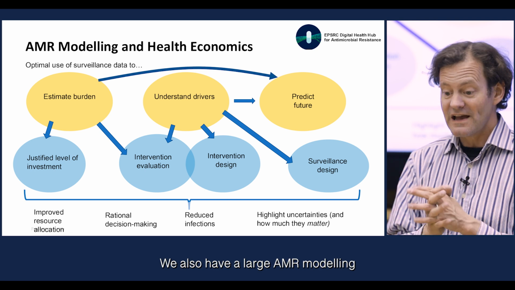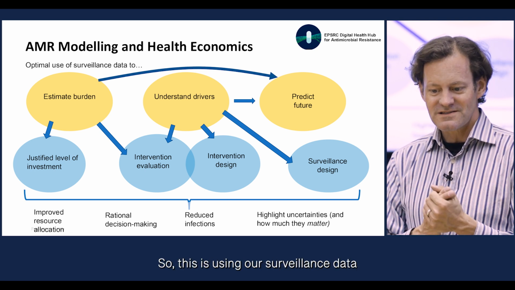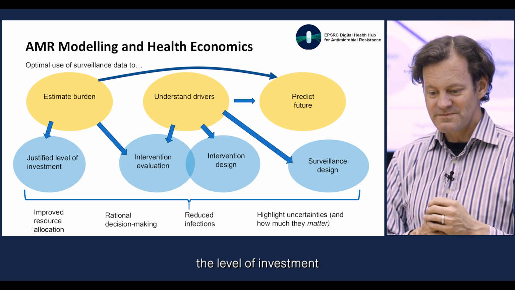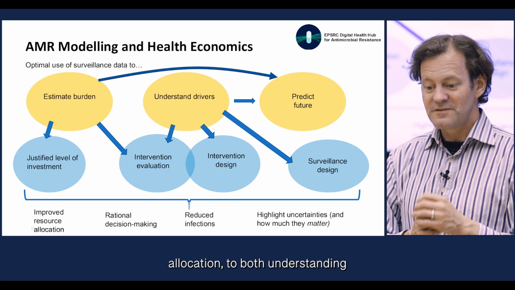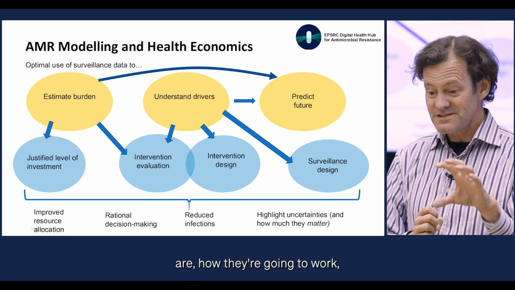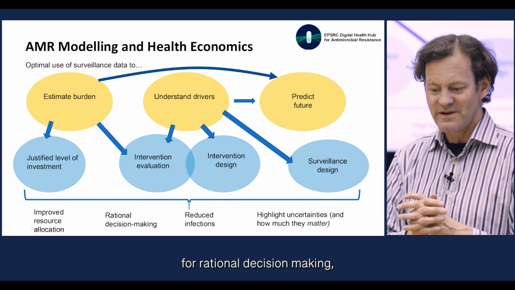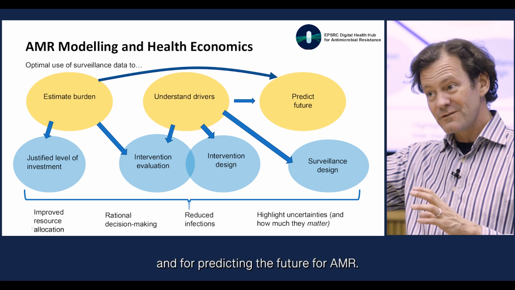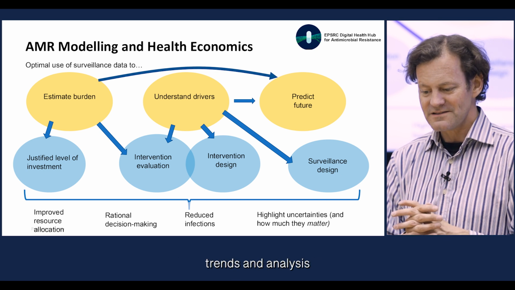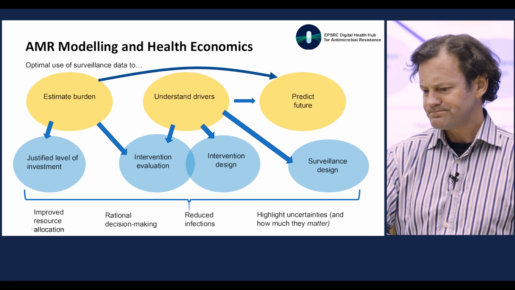We also have a large AMR modelling and health economic component. This is using our surveillance data to estimate disease burden, to justify the level of investment and improve resource allocation, to understand the drivers and define what we think likely interventions are and how they're going to work, and also to figure out the best design for rational decision making to reduce infections, and for predicting the future for AMR, also looking at what surveillance trend and analysis we're going to need in the future and highlighting uncertainties and how much they matter.